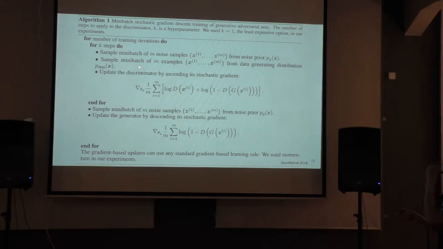We update the discriminator by using stochastic gradient descent on the training objective that I had in the previous slide. So the sum of the discrimination on the real and on the fake data. G in this case is the generator, which has the input, the noise sample.